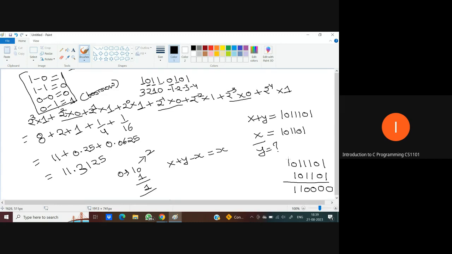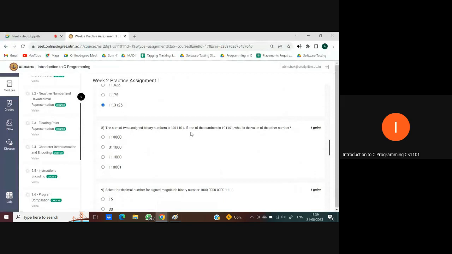So this 1 will be taken as a borrow here. So this now becomes 1 0, and you're subtracting 1 from 1 0, you get 1 as the output. Now, since this 1 is already being used as a borrow here, we are not left with any other digits in this binary representation. So the final answer is 1 1 0 0 0 0, the first option.